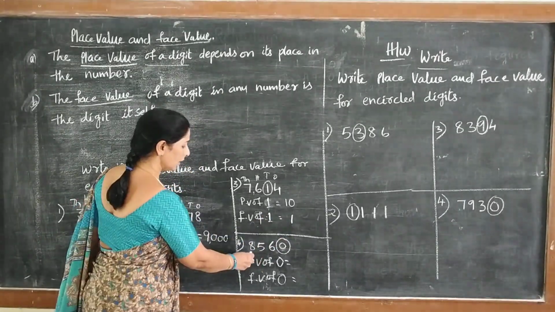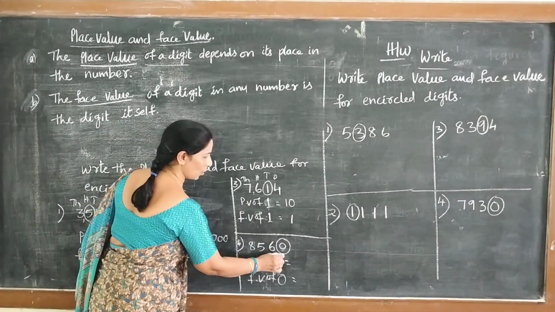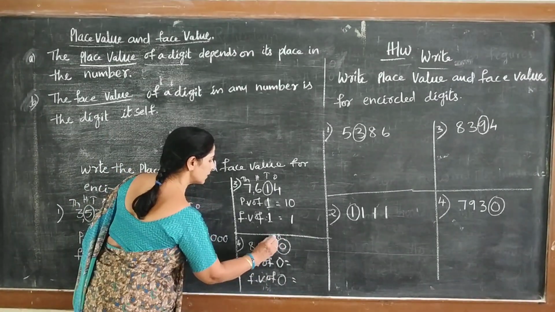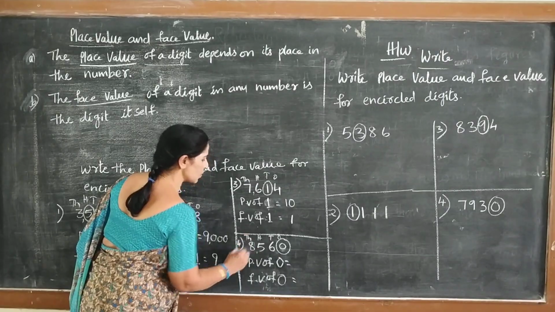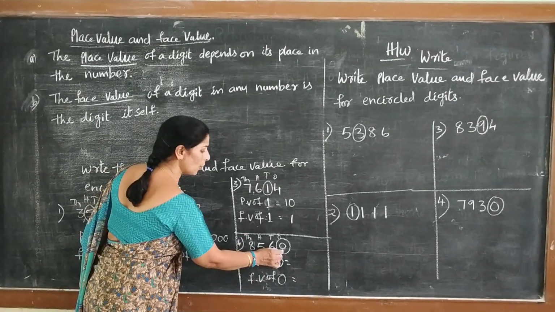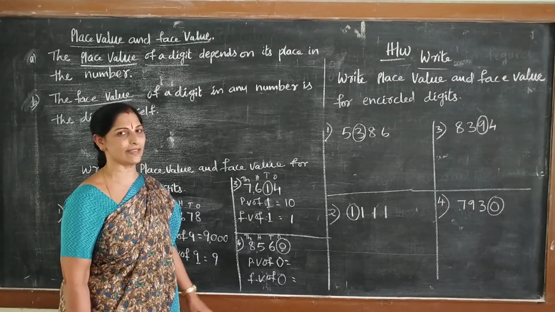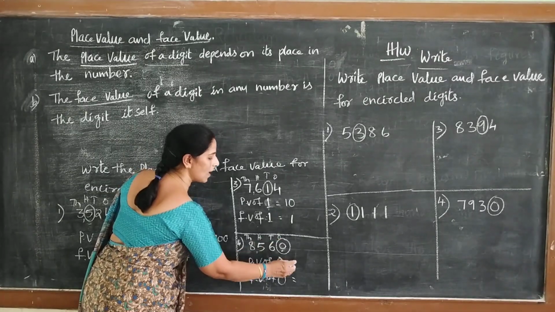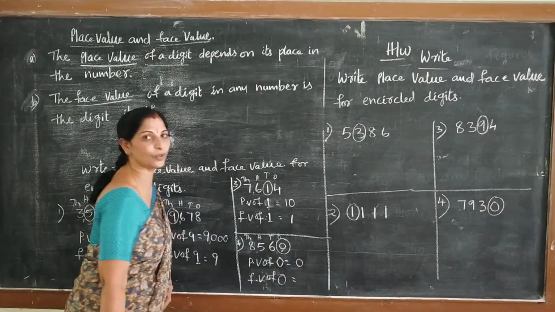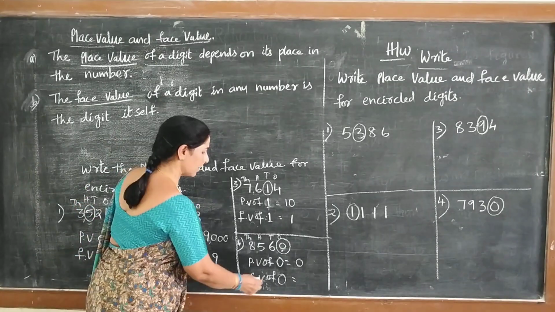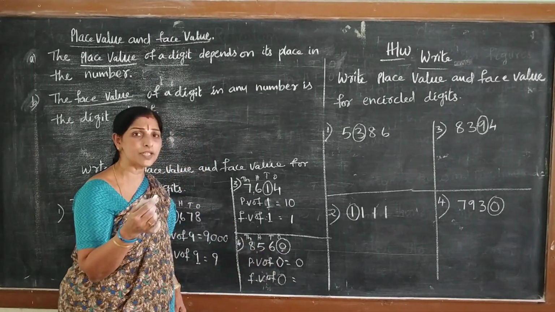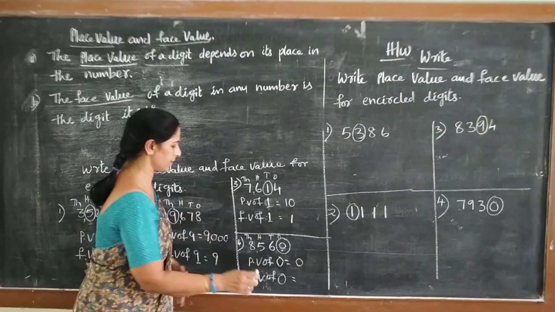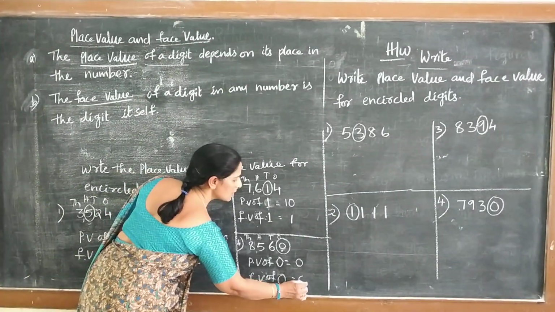Here in this number, we have to write the place value and face value of 0. Here ones, tens, hundreds, comma, thousands. Here 0 is located under the ones place, ones unit. Okay children, here 0 ones are 0. Here the face of the digit is always as it is. So the face value of 0 is 0.